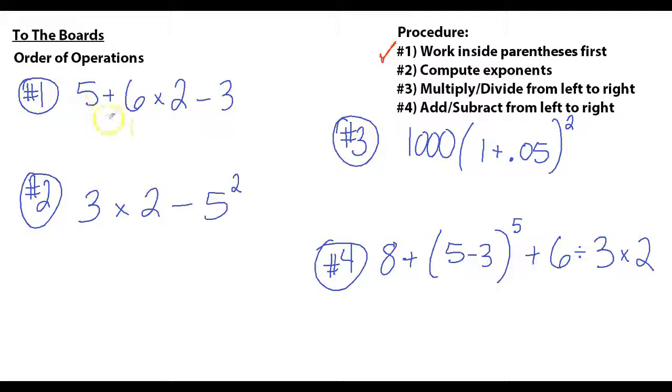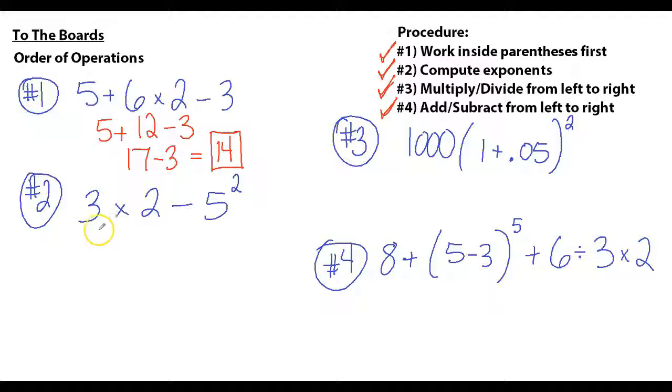Step number 1, work inside parenthesis. Well, we don't have parenthesis, so we don't need to worry about that. Compute exponents? No exponents, so let's keep going on. Next one is multiply and divide from left to right. I do have a multiply, so I want to write that out. 5 plus 6 times 2 is 12 minus 3. The last step is add and subtract from left to right. So from left to right, 5 plus 12 is 17. Then I'm going to subtract the 3 to get 14.